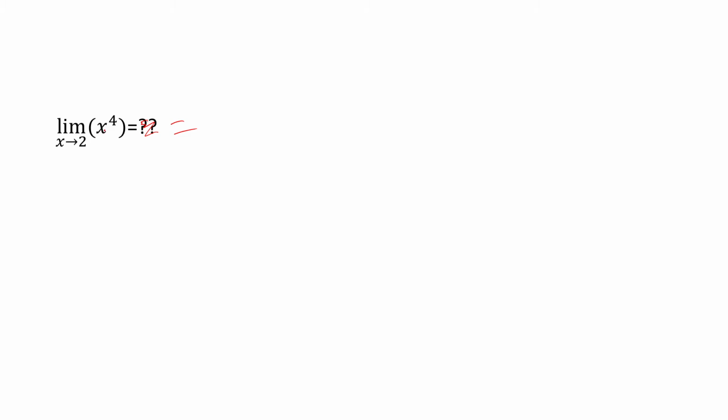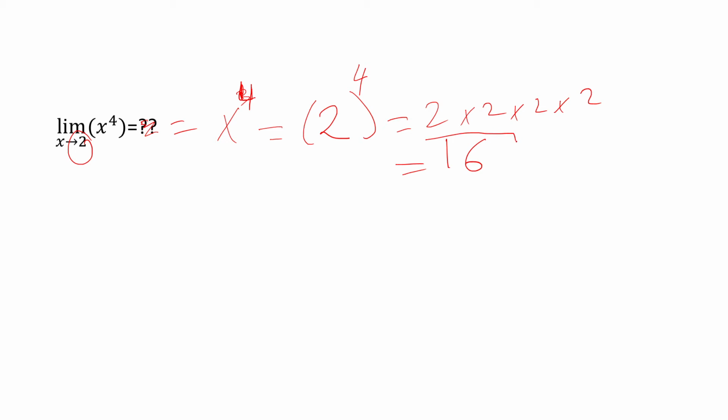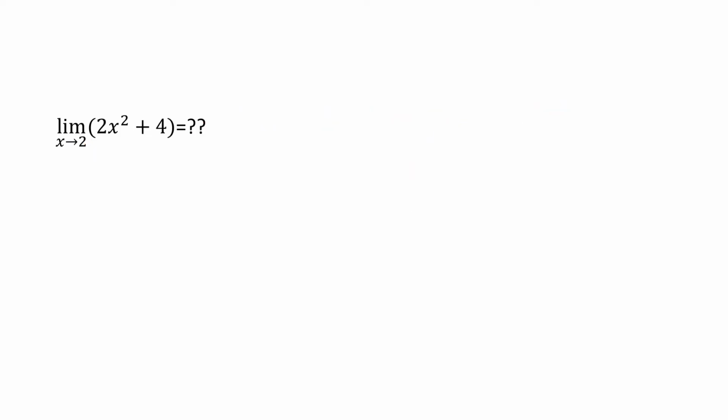So the limit of x to the power of 4 as x approaches 2. Again, just write out x to the power of 4, then instead of x, replace it with 2. So 2 to the power of 4 is just 2 times 2 times 2 times 2, 4 times. 2 times 2 is 4, times 2 is 8, times 2 is 16. Since it evaluated nicely, I don't have to do anything else.